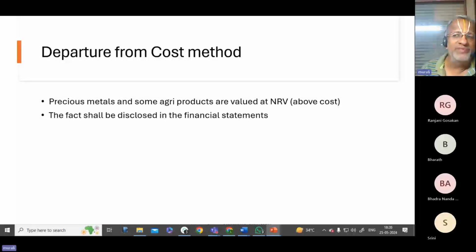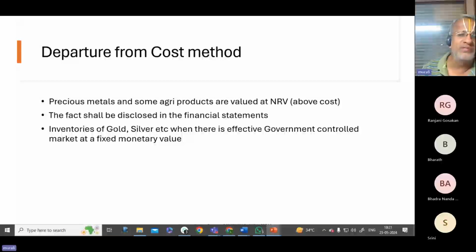And when we have just done that, artificially we will be booking extra profit, and that has got to be conveyed in the financial statement in the form of a disclosure. Let me repeat, it is not applicable to all items. It will be applicable to gold, silver, and that sort of precious metals, and some of the agricultural products where they are valued only at NRV, that is being above cost.